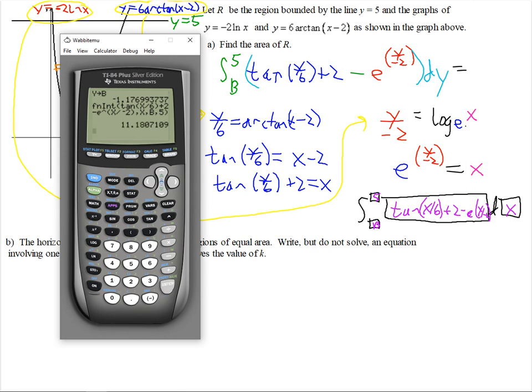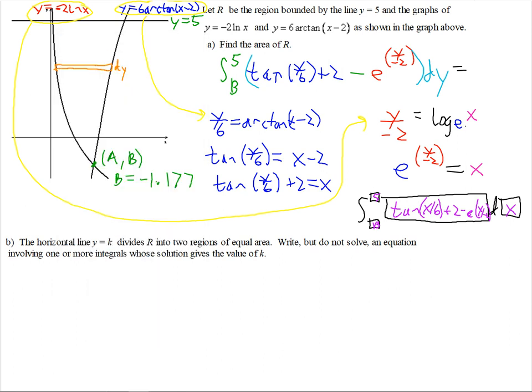And we get our area is 11.181. Just again, be accurate to the thousandth place.